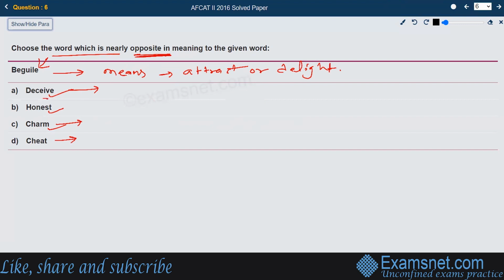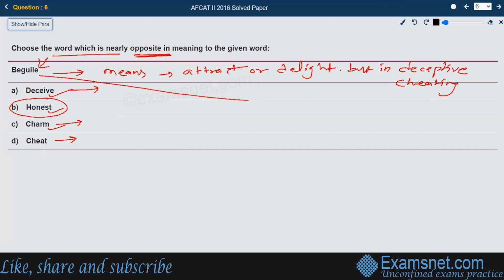And the right answer is honest, because beguile means to attract or delight someone, often in a deceptive way. Yes, one more thing to be added: attract or delight, but in a deceptive way. Deceptive way means in a cheating way. That is the complete meaning of beguile. So it is a negative word, to deceive someone by attracting him. So the right answer is honest. Option number B is the right answer.